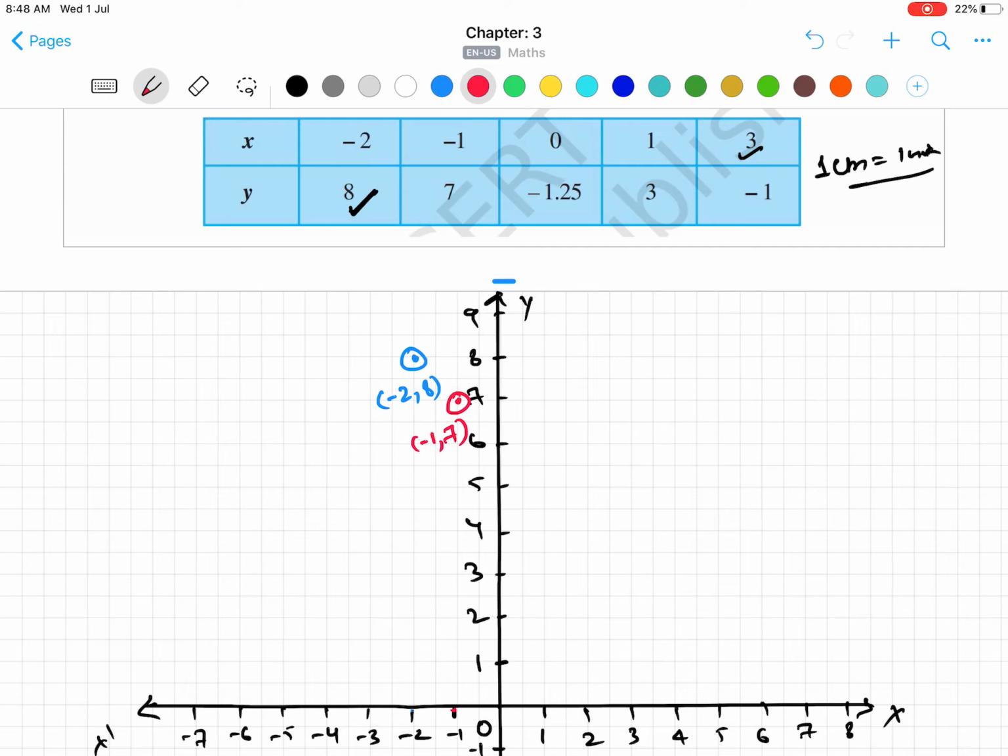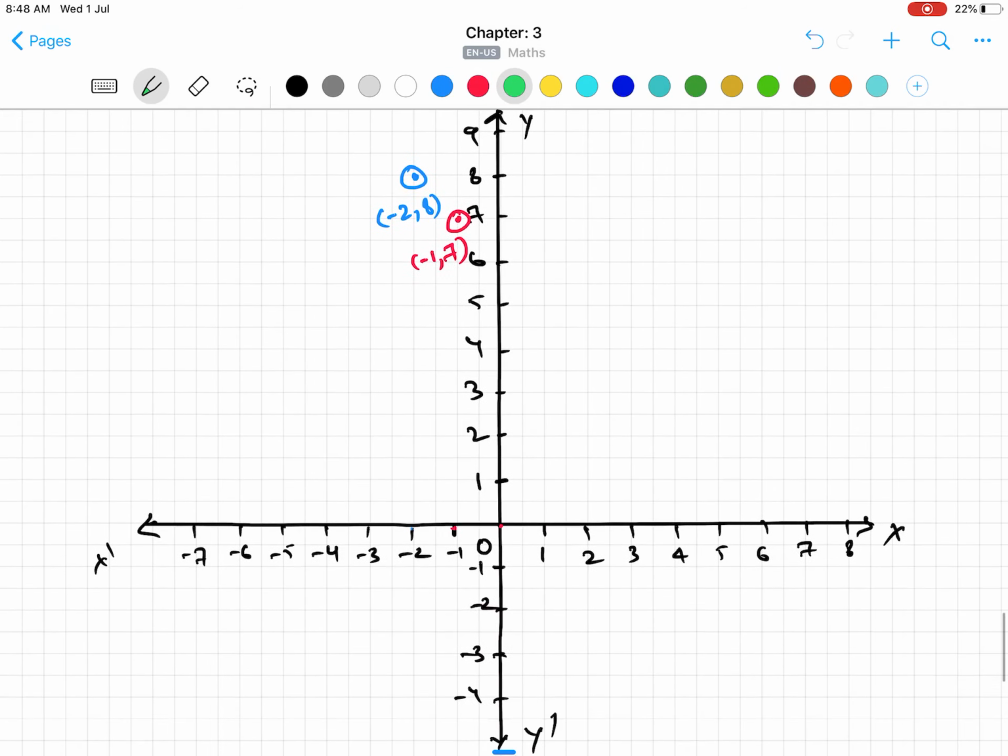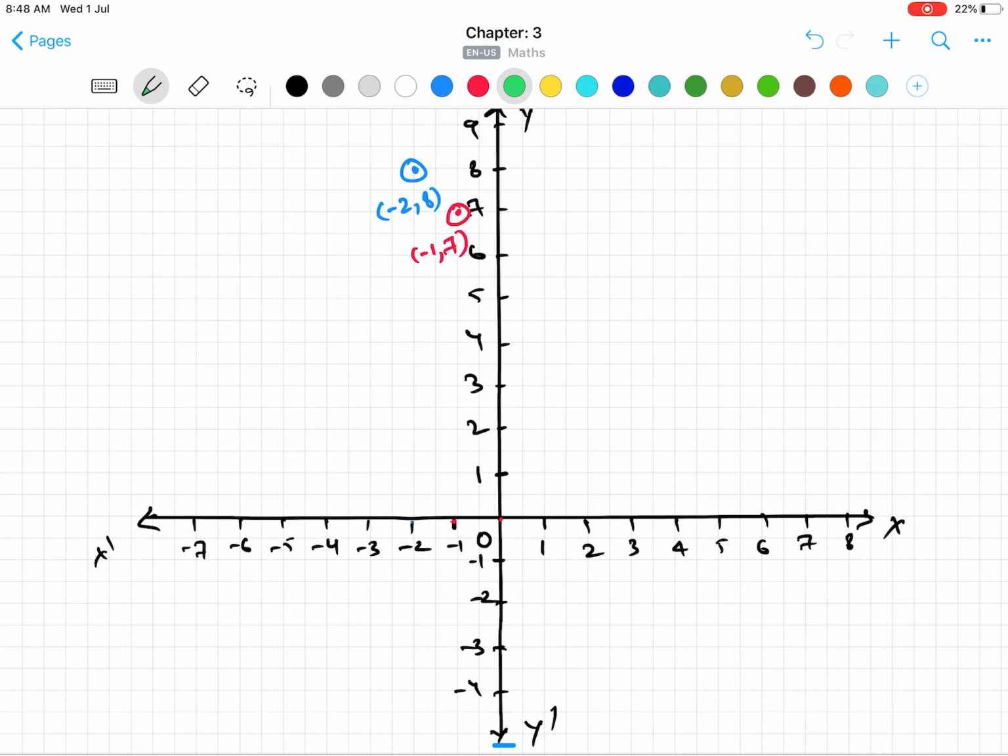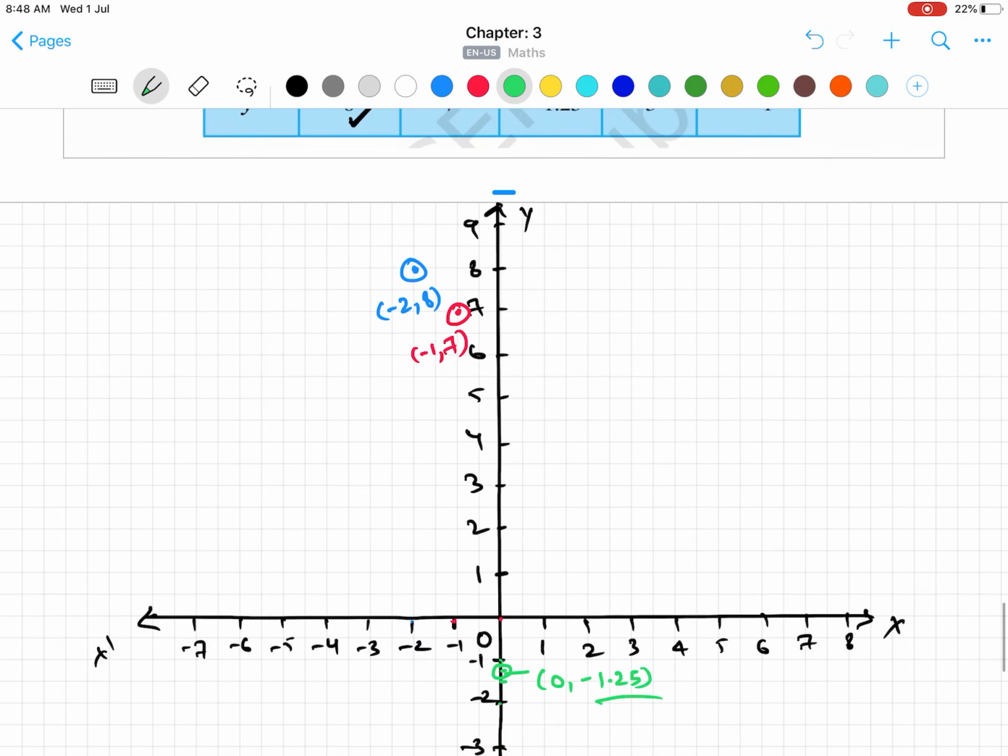Next we have x 0 and y is -1.25. x 0 means we stay at the origin, and y is -1.25. 1.25 means this is our 1, this is 2, so in the middle we have 1.5, and between that we will have 1.25, so that point will be here. This is x 0 and y is -1.25. That means we have to divide this region of 1 centimeter into 4 parts. The first part will represent the 1.25.